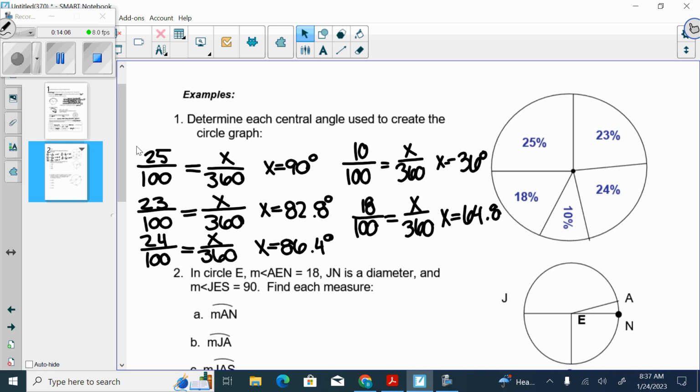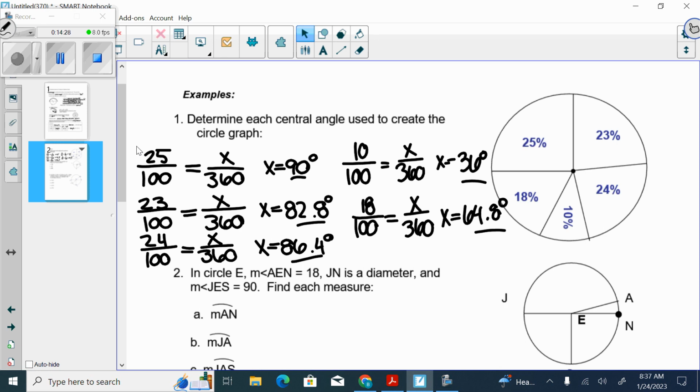All right. Okay, let me ask you this. If you had a chart like this with different variations of percentages, is it always going to add up? If you add up what you get here, is it always going to add up to exactly 360 degrees? Why not?